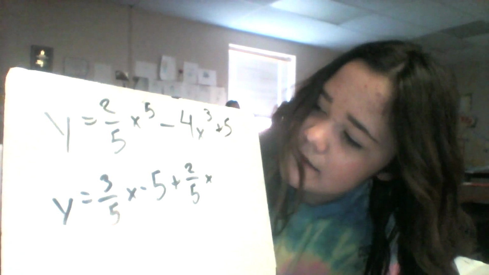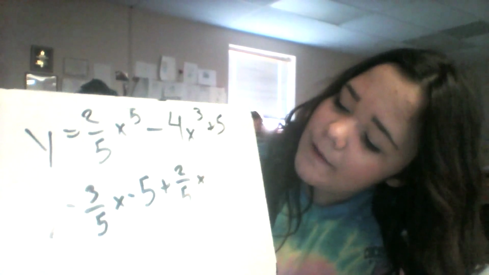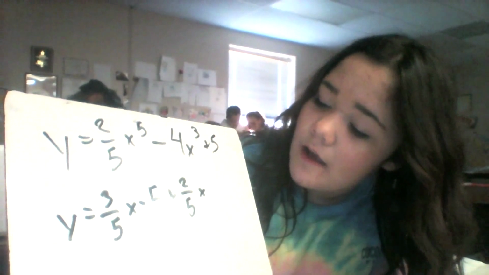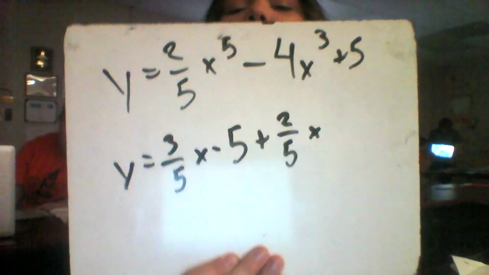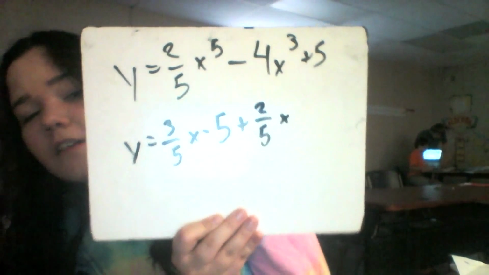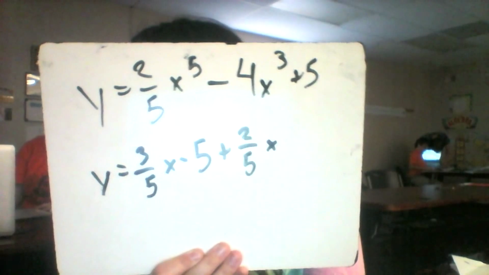Next one is y equals 2/5 x to the fifth power minus 4x to the third power plus 5, and then there's y equals 3/5 x minus 5 plus 2/5 x, and we're just going to look at that. Can you see it? I know I can. Alright, so the answer is the top one. Why? Because it has an exponent larger than 1.